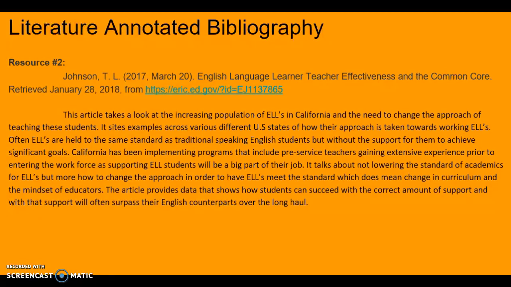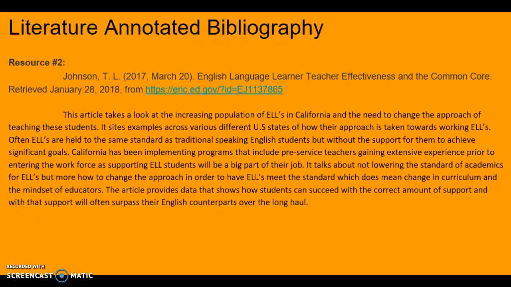And what it talks about is how ELLs are often held to the same standard as traditional English-speaking students. But what they've started doing is they've tried to implement programs in California through pre-service teachers where they get extensive training prior to entering the workforce. As opposed to hoping that you might get the experience, they specifically place you so that you can get that extensive experience, because there's no doubt you will always have an ELL student in your classroom, specifically in California, but it will likely happen at some point in your career as well if you're in Canada.